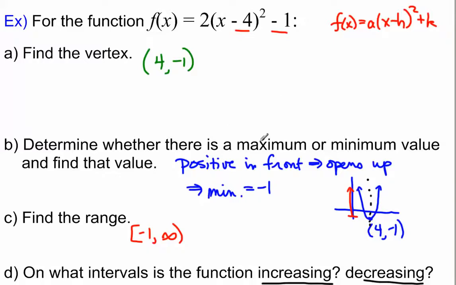We want to determine whether there's a max or min and then what that is. Well, I've got my vertex and I know that's where the max or min is going to occur. And then to decide which one I have, I look here. This leading term is positive, right? So that means I'm going to have an upward opening parabola. Well, if it opens up, then I'm going to have a minimum, aren't I? And the minimum is going to be the y value there in the vertex. So my minimum is -1.